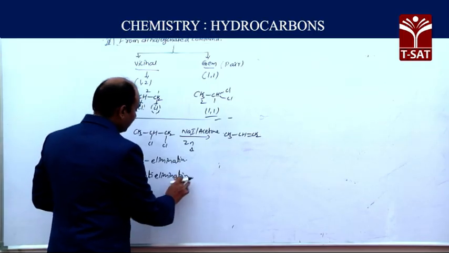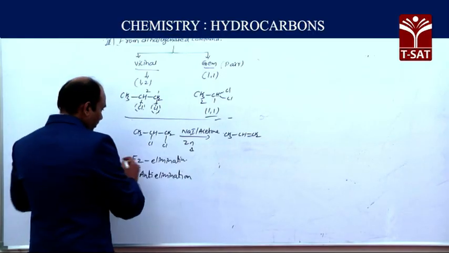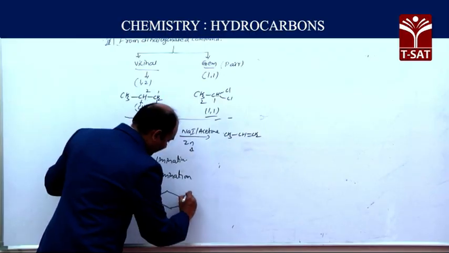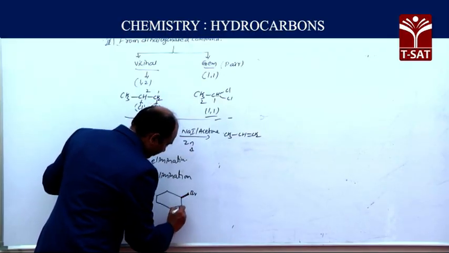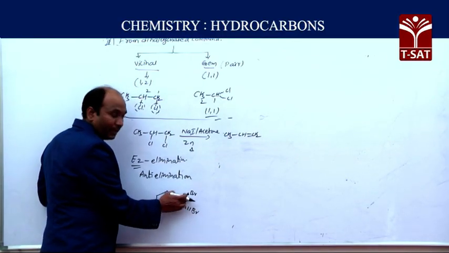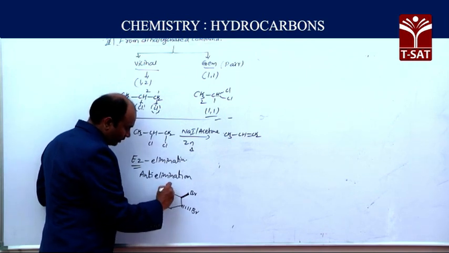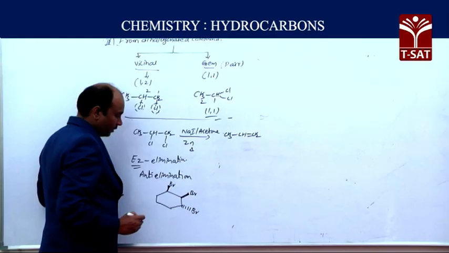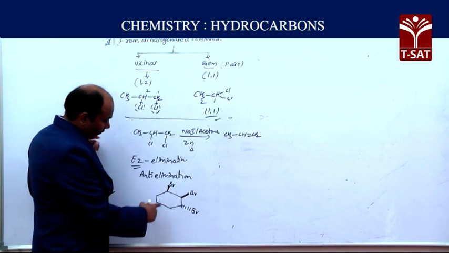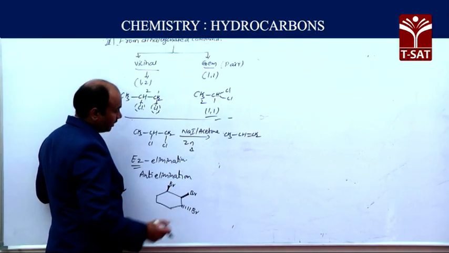Eliminating groups must be present in opposite directions. Suppose you take this example: here it is bromine, and on this side it is also bromine. This bond indicates above the plane, this bond indicates below the plane. Here, this side is also Br, but this one is not eliminated, this one is eliminated. These Br are not anti, because this is above the plane and this is also above the plane, both present on the same side, whereas these two are present in opposite directions.